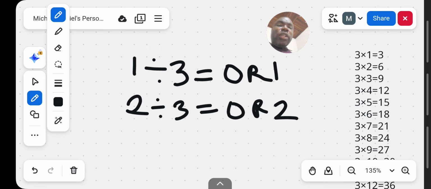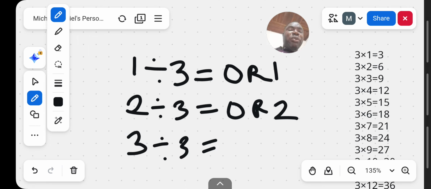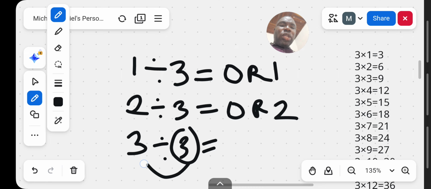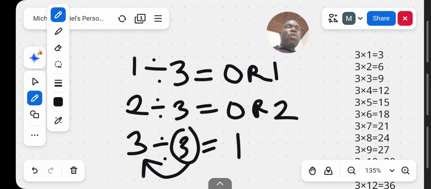Now, what about 3 divided by 3? If you read the 3 times table, you should be able to get 3. 3 times what will give you 3? 3 times 1 will give you 3. So since 3 times 1 is 3, that means 3 divided by 3 is 1. Right? So let's go on.